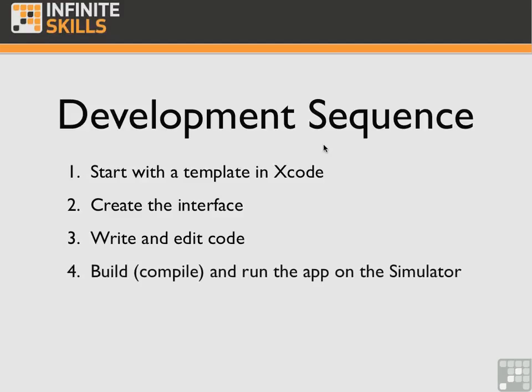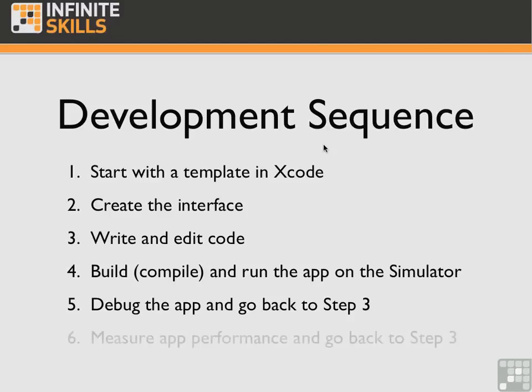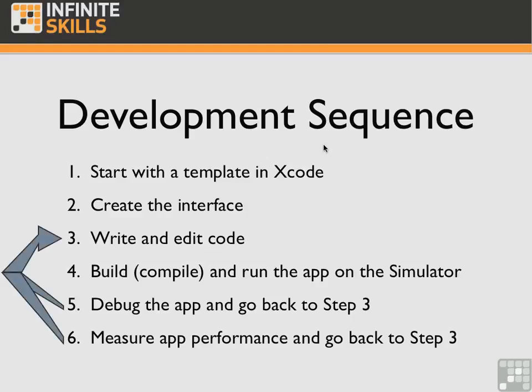The fourth step is to build, which includes compiling the code, and then run the app on the simulator. You would also build and run the app on the iPhone or iPad after it has been tested. But for now, step 4 would be using the simulator. Step 5 would be to debug the app and to go back to step 3 and write and edit code again to make sure that the app works. And step 6 is the same. You'd measure the app's performance and then go back to step 3 and continue to write and edit code to improve it. And this is a cycle that's iterative and keeps going until you've got it done, until you've got it right.